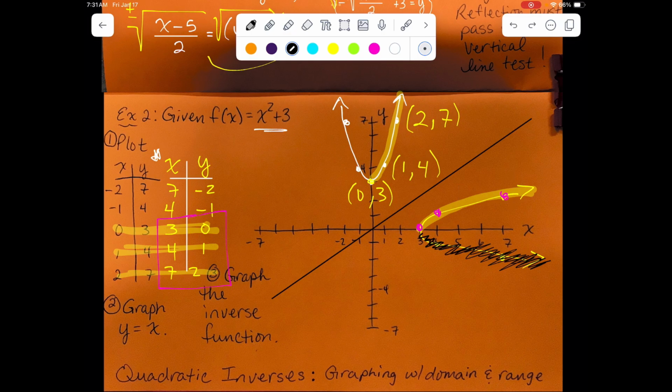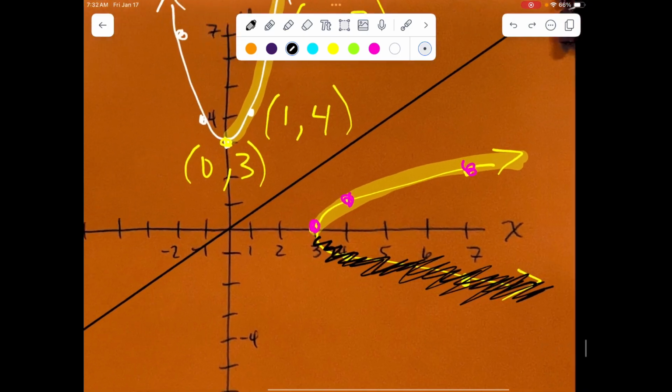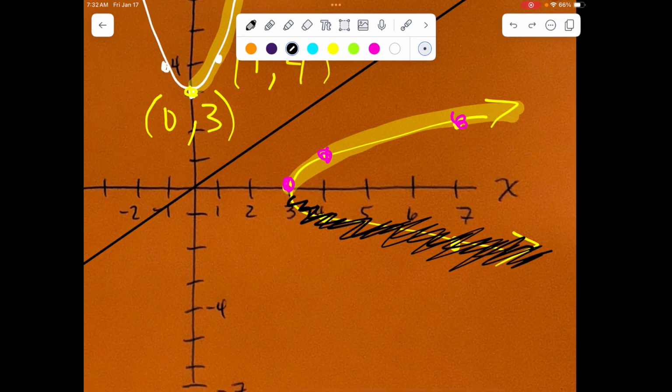So what is the domain of the inverse? We're only looking right here. Domain is how far left and right the graph travels. Well, the domain is, we start at 3. It's a closed circle. And if you look right here, there's an arrow going to the right. It goes to the right forever.